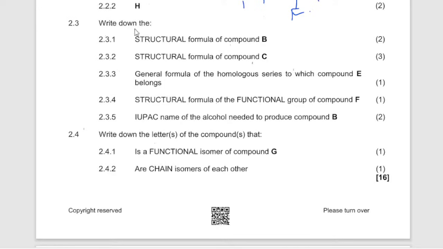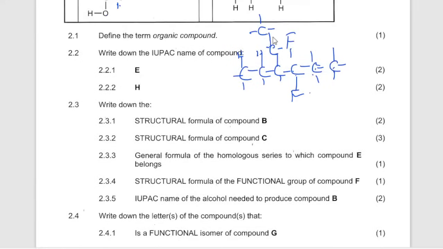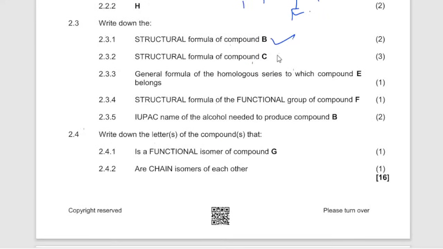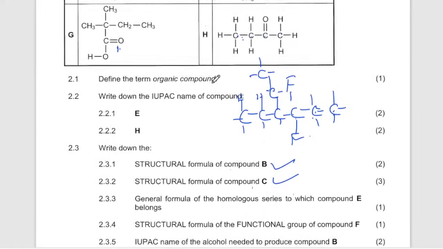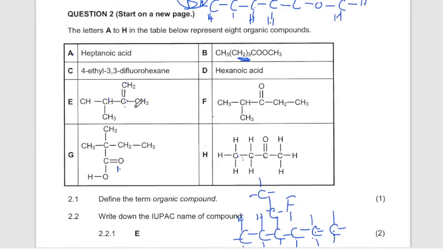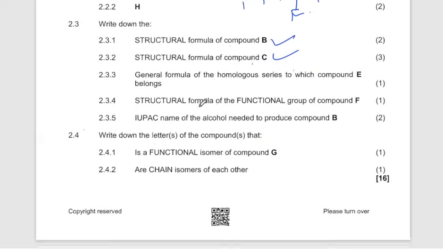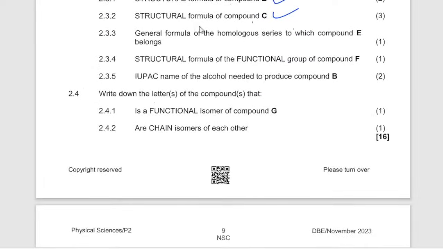Write down the structure formula of B. Did I write? Yes, I'm done with that. The general formula of the homologous series to which compound E belongs? Where is compound E? Compound E is an alkene. Remember when I was reminding you how to write this? I said that alkene is CnH2n. We don't add anything, because for alkane we add 2 and for alkyne we subtract 2.